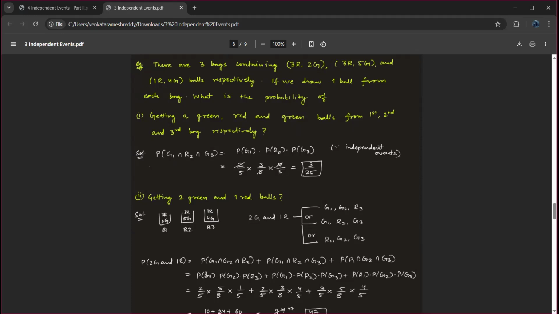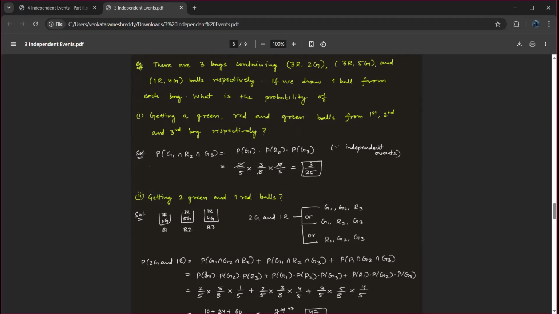We already know that for independent events, P of A intersection B intersection C equals P of A into P of B into P of C. This is the formula for independent events. So for P of G1 intersection G2 intersection R3, it is probability of G1 into probability of G2 into probability of R3, plus P of G1 intersection R2 intersection G3, that is P of G1 into probability of R2 into probability of G3, plus P of R1 intersection G2 intersection G3, which is probability of R1 into probability of G2 into probability of G3.